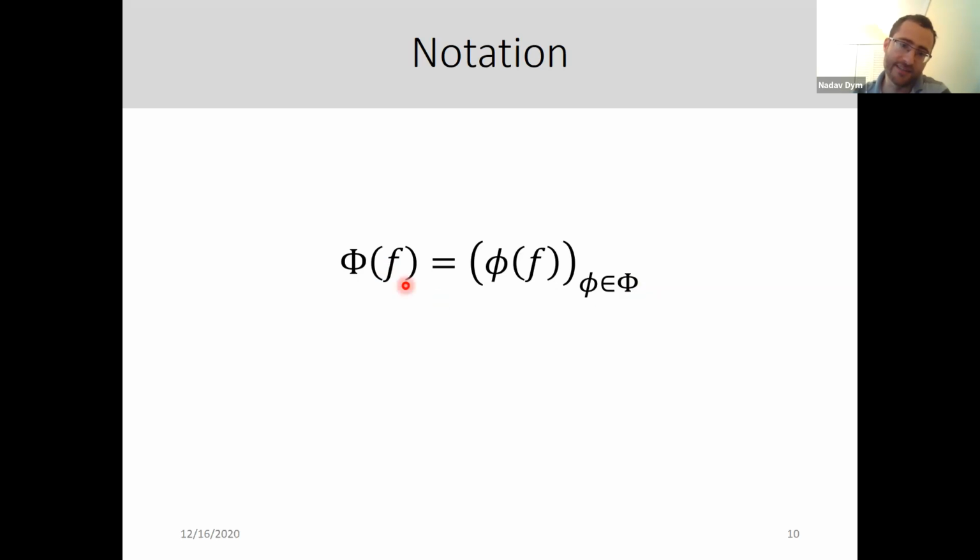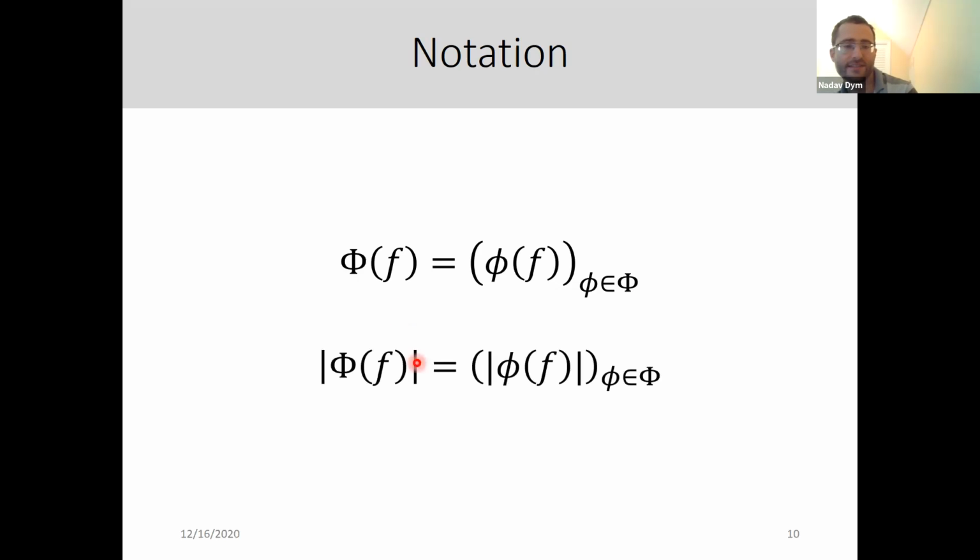So it's a set, but it's also convenient to use this notation where phi of f signifies the sequence generated by these measures. And also we have this notation, which means that you take the vector of phi f and take the magnitude of each one of its entries. Okay, so that makes life easier.